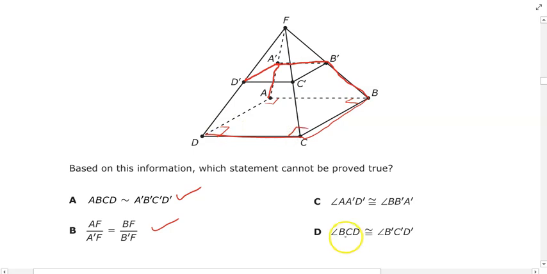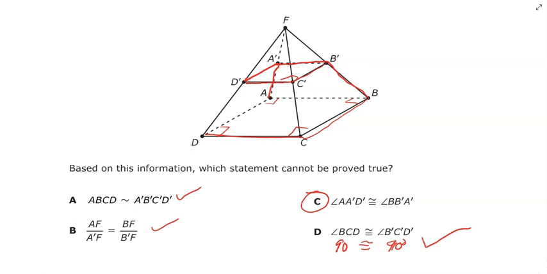Okay, so then BCD should be a right angle. And B prime, C prime, D prime, so that should be a similar figure, so it should be a smaller rectangle. That should be the same for sure. So that was definitely true. The only one I wasn't sure about, it's got to be that one. And basically, I just don't know what those angles are on there. So it's the only answer that's left.